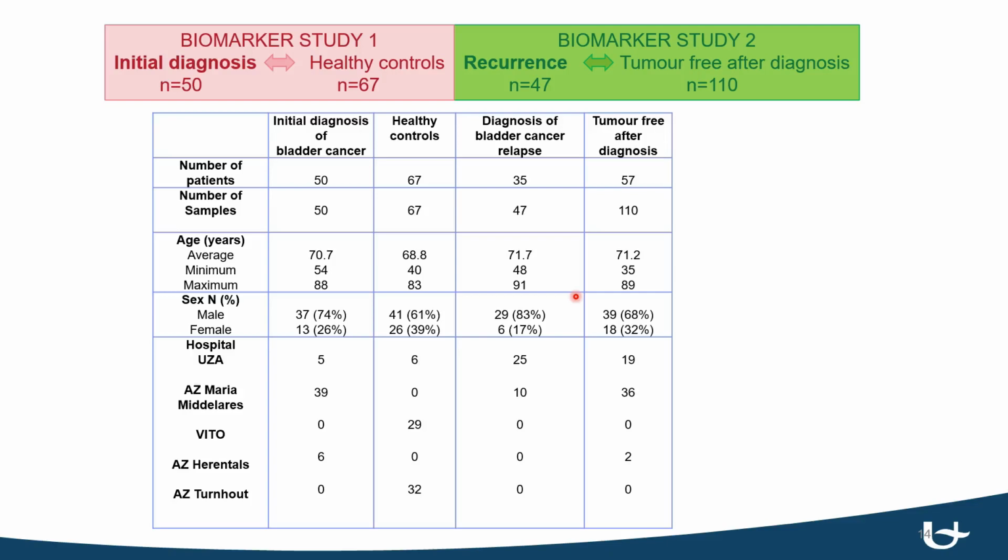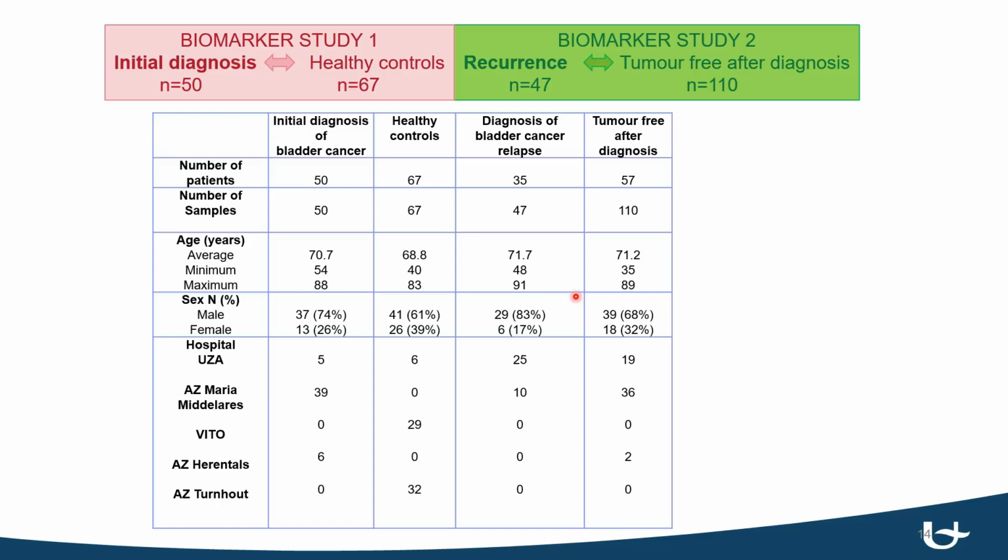Just some results. This table is what I already showed. In the first biomarker study, we wanted to find a biomarker that was able to diagnose a first diagnosis, so people that were healthy in the past and that have a first tumor. How do you diagnose them?